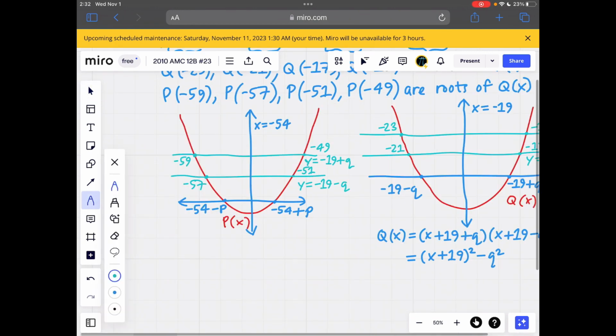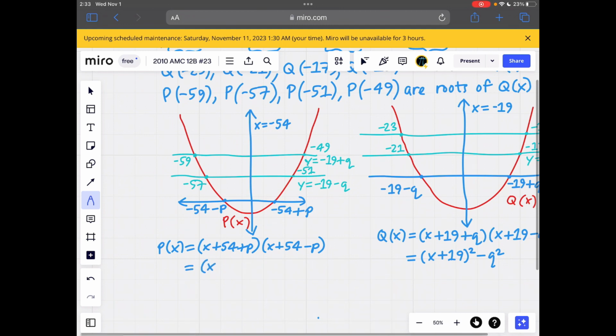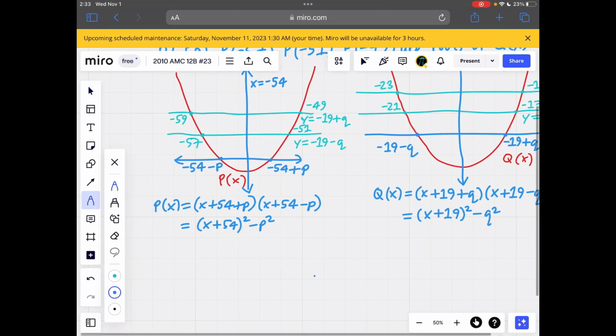So now we can get the equations for P of x. It's equal to x plus 54 plus p times x plus 54 minus p, which is equal to x plus 54 squared minus p squared. So now we have the equations of both P of x and Q of x. Let's start plugging in some values for P of x and Q of x.